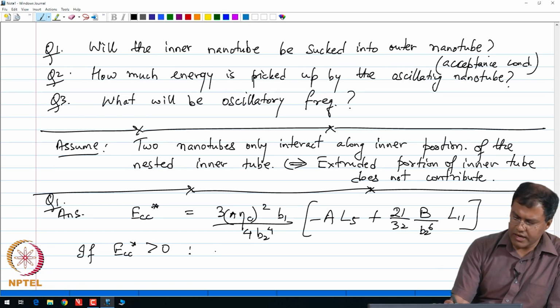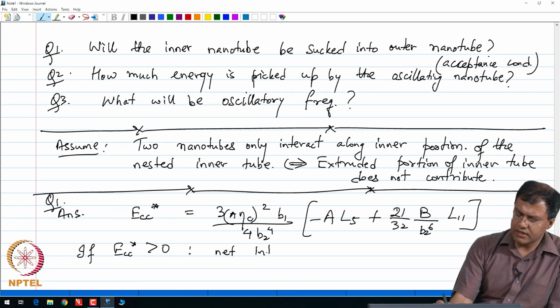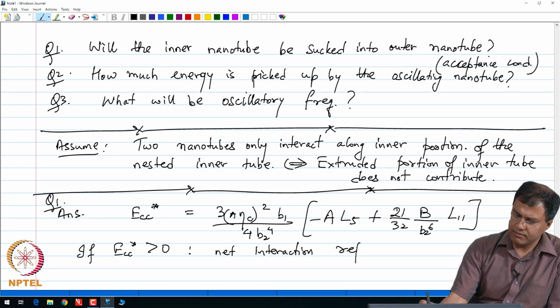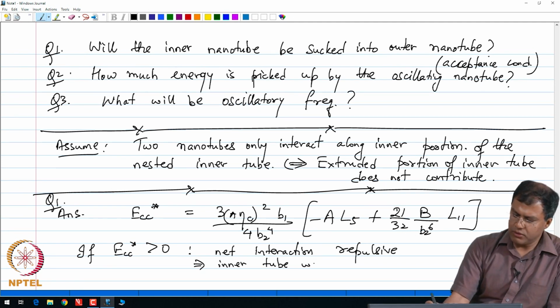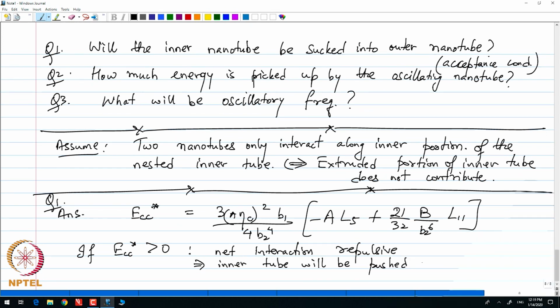Okay. So, the net interaction is repulsive, and we see that the inner tube will be pushed out of the outer tube. Okay. Fine. So, that answers the acceptance criteria.